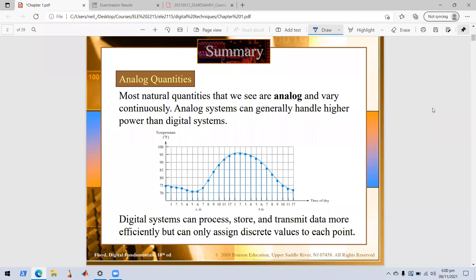All right. So this first PowerPoint is going to cover everything in the first chapter. You still need to read the first chapter, but this is going to give you a quick overview of everything. Any questions?